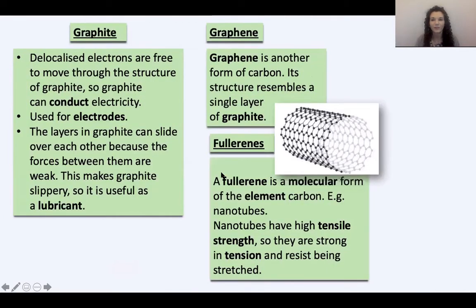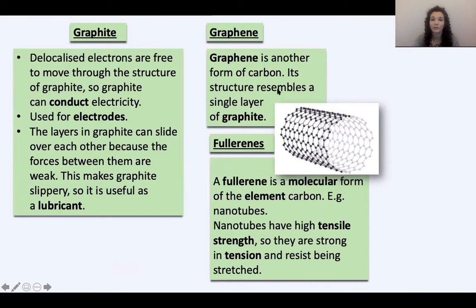I haven't got a picture here to show you, which is a shame, but graphite's made up in sheets or layers of these carbon atoms, and they can slide over each other. So that's what makes it really good for use in pencils, because when you draw with your pencil, one of those layers slides off onto the paper, and it also makes it a really useful lubricant.